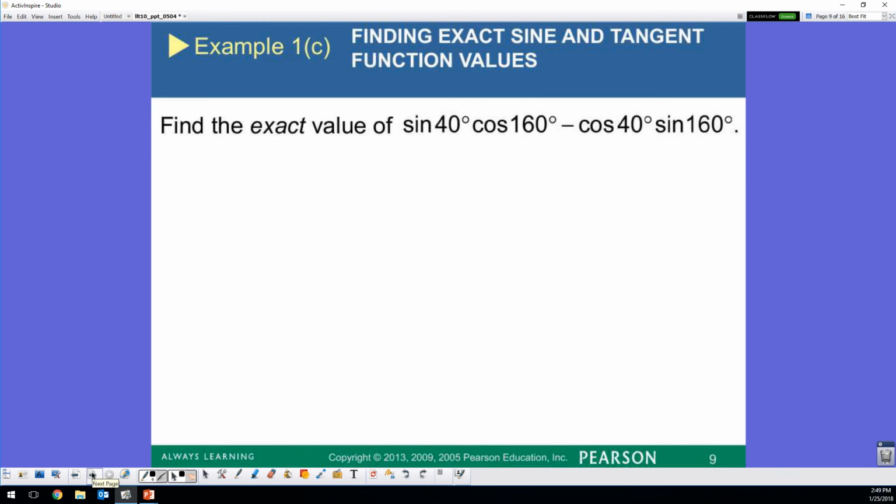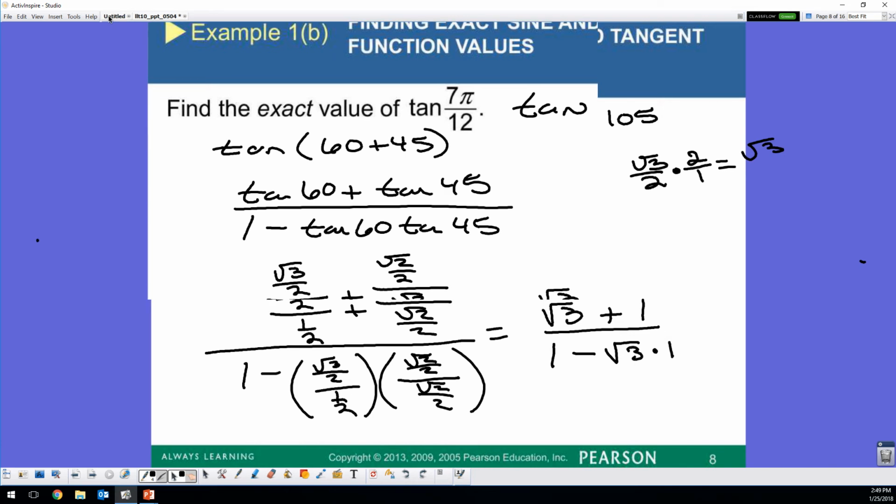How's this going to help us? What are we going to use? So we said it was rad 3 plus 1 over 1 minus rad 3 times 1. Okay, so rad 3 times 1 is just rad 3, so I don't actually need to write that one anymore.